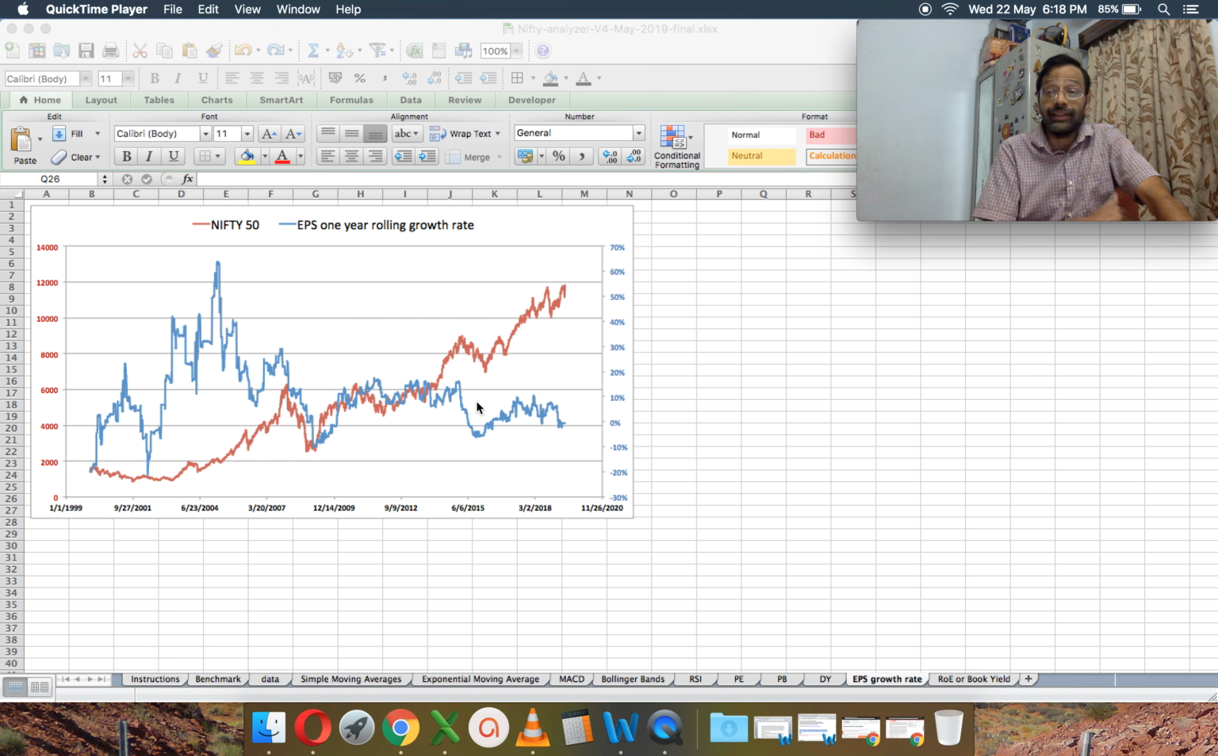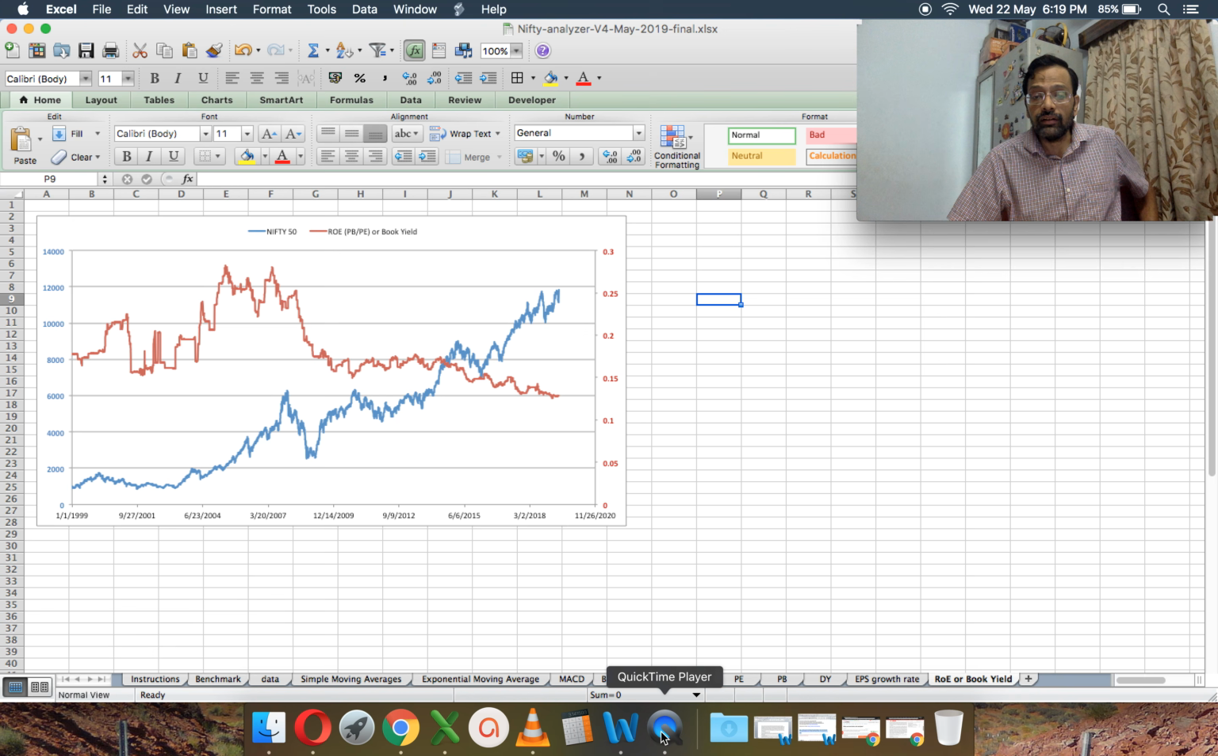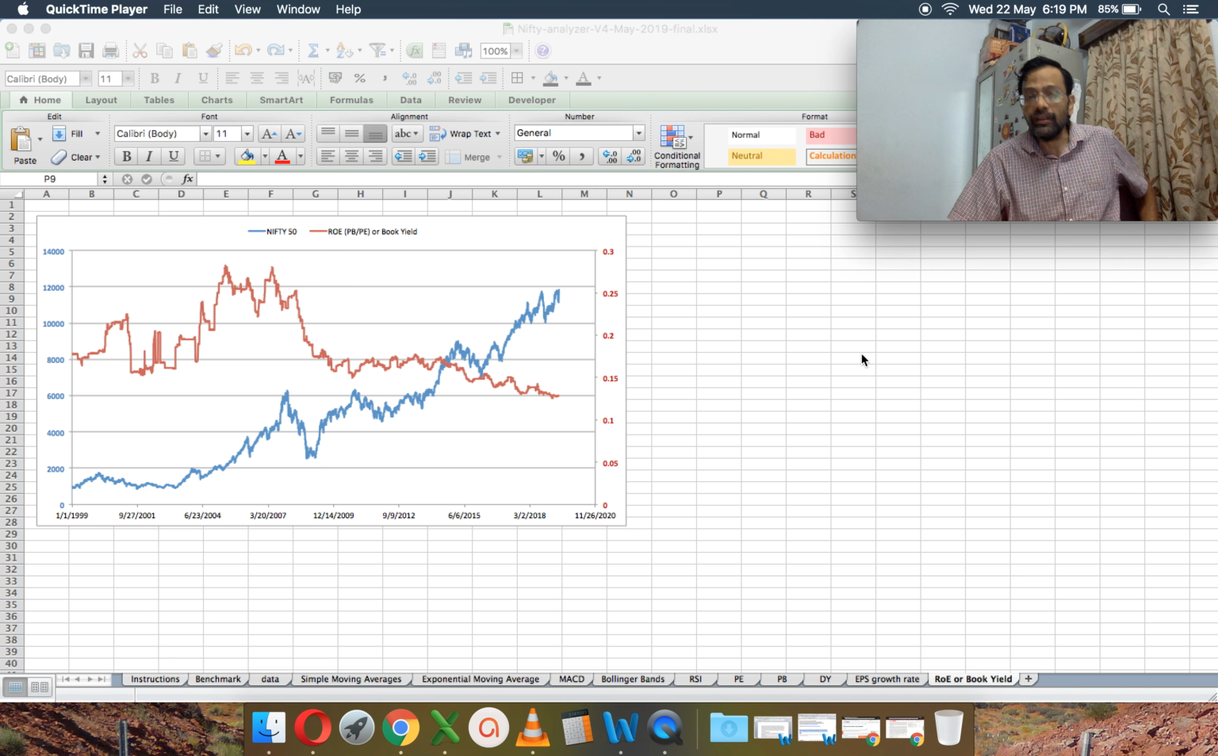That's the problem. That's why I said there's no real evidence of corporate growth in the earnings per share. That's the reason why I said this market is full of fluff. You can also find out what is known as the book yield or the return on equity. So this is the PB ratio divided by the PE ratio.